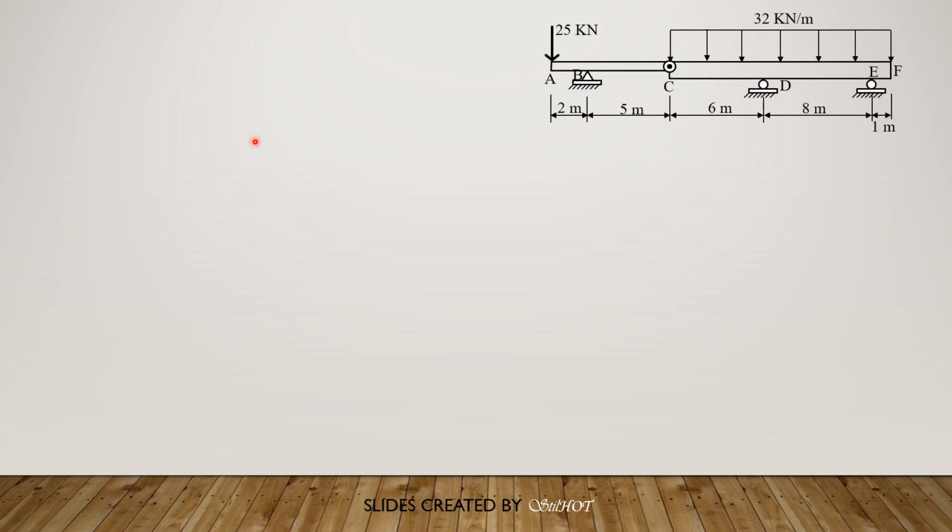The solution by three moment equations. So first, we find the moment at B to be negative 25 times 2, or negative 50. So let's put the reactions first. So moment at B is negative 25 times 2, so negative 50 kilonewton meter.